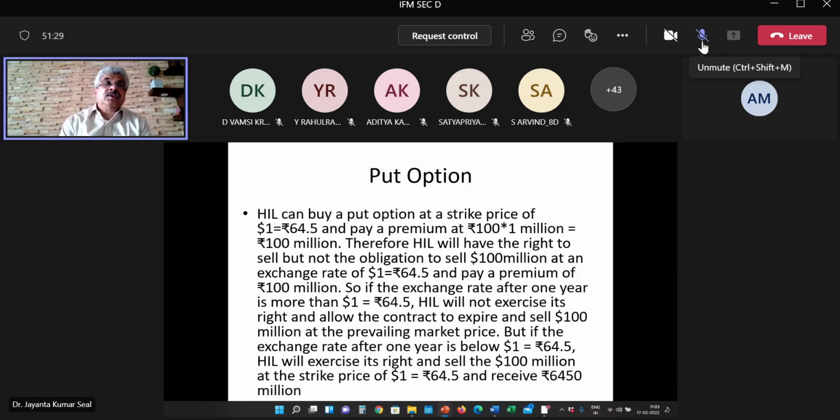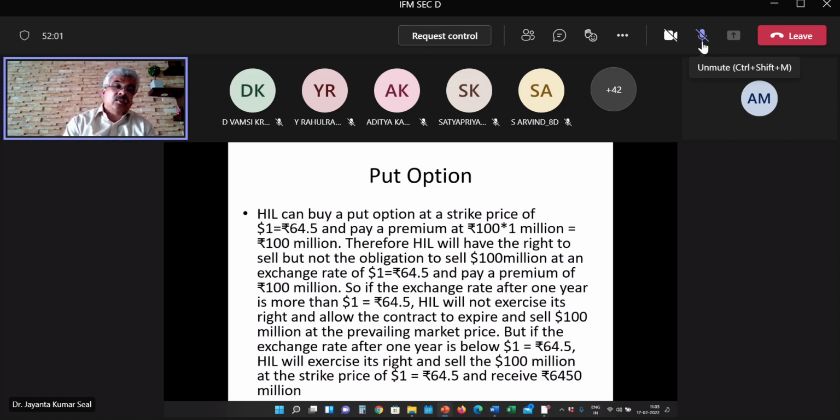So after 1 year, if the price is more than 64.5, it will not exercise its right. Why? Because it can sell in the market at a higher price. However, if the price is less than 64.5, then it will exercise its right and sell at 64.5. So in that case, how much money will it receive in total? 64.5 into 100, that is 6450 million, but it has already paid a premium of 100. So 6450 minus 100. Its minimum amount receivable is 6450 million rupees minus 100.